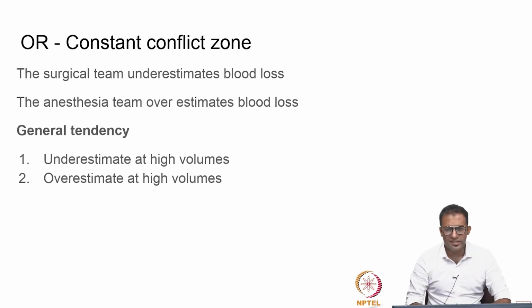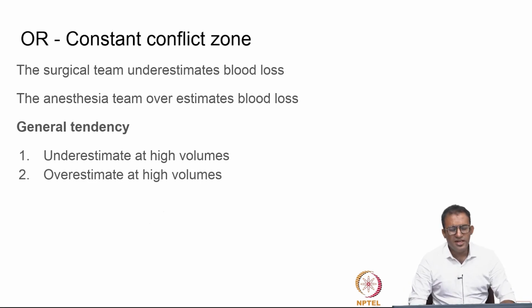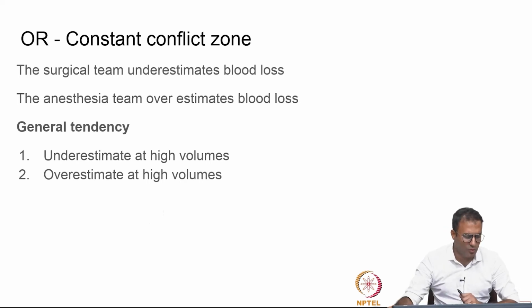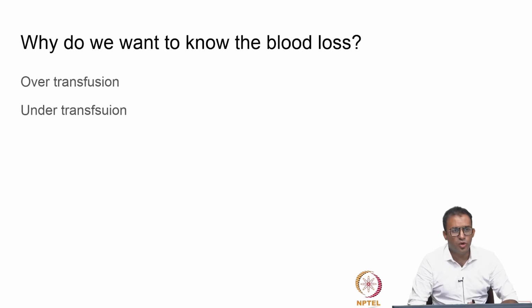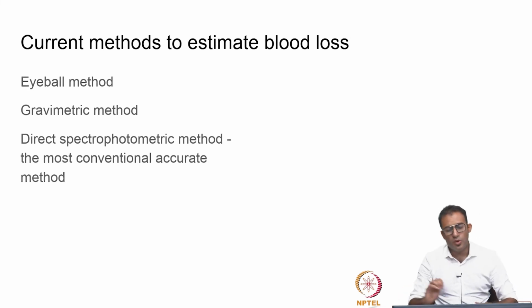So the general tendency, this is through many scientific papers, is that blood loss is underestimated at high volumes and overestimated at low volumes. So why do we want to know the blood loss? I think we have spoken about it. We don't want to over transfuse. Blood transfusion has a significant amount of side effects, and we don't want to under transfuse because we want the transfusion to be optimal. So what are the current methods to estimate blood loss?